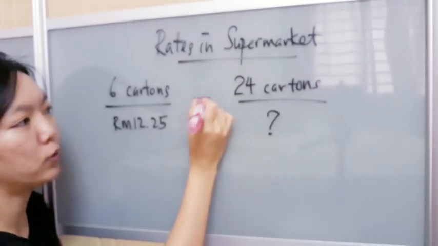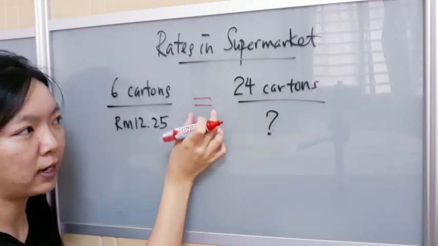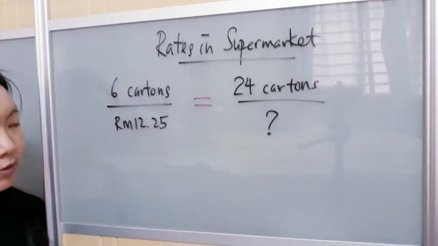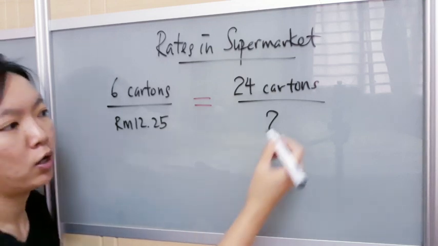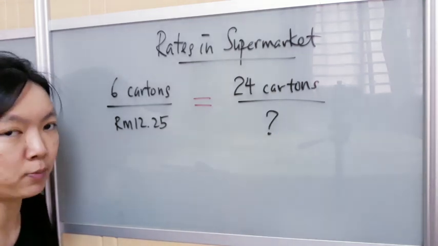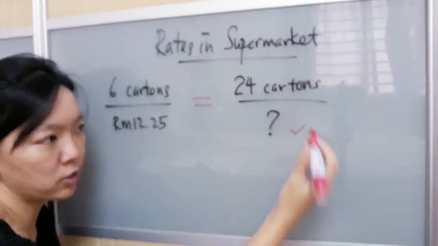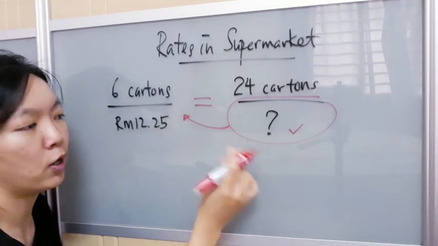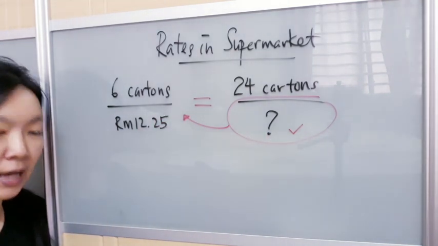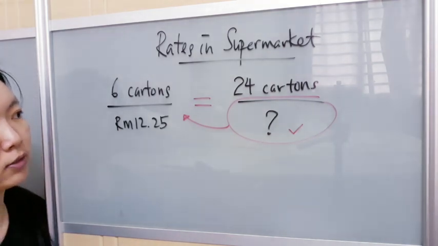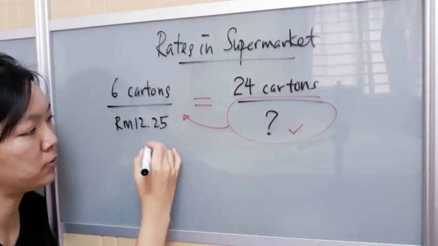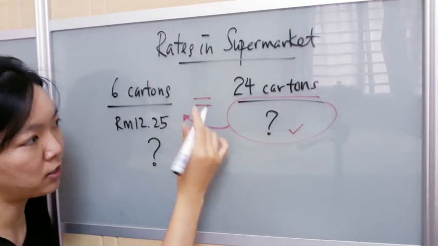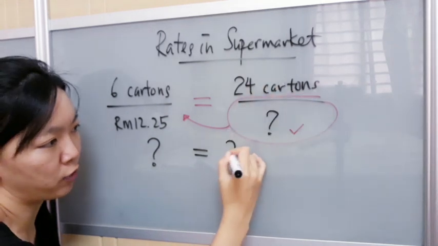First step, equal the two rates together, make it a proportion. Then we're going to solve this equation. First thing, check: where is the question mark? The question mark is at the bottom. So I'm going to move this question mark to the top, because I want my question mark to be on top so that I can solve for my answer. Question mark, divide question mark, bring it to the top, it becomes times. And then others, I'll just copy down. 24 cartons, I'll remain here.